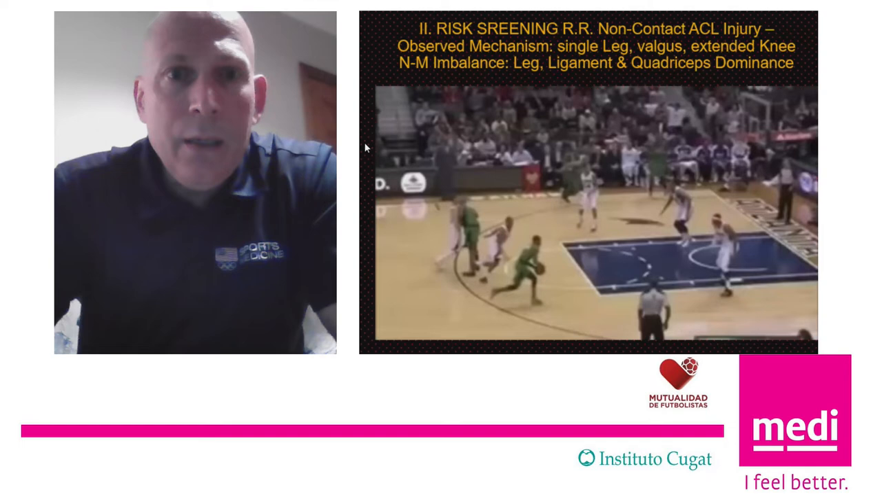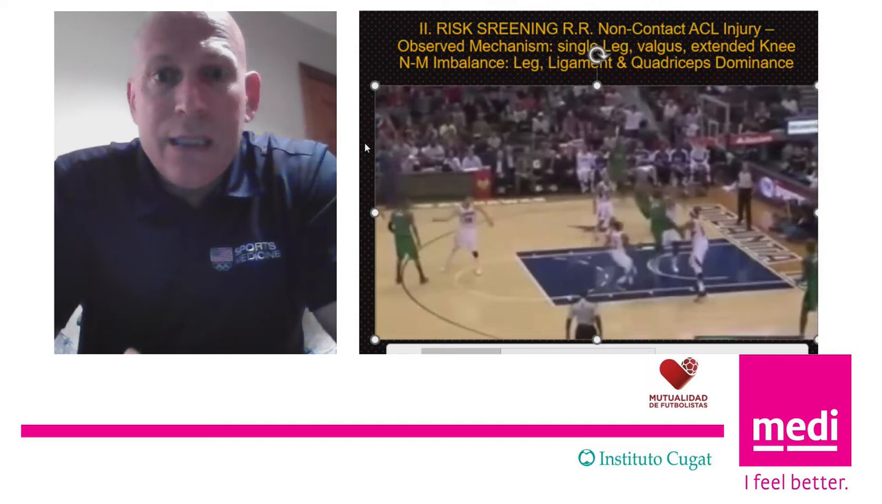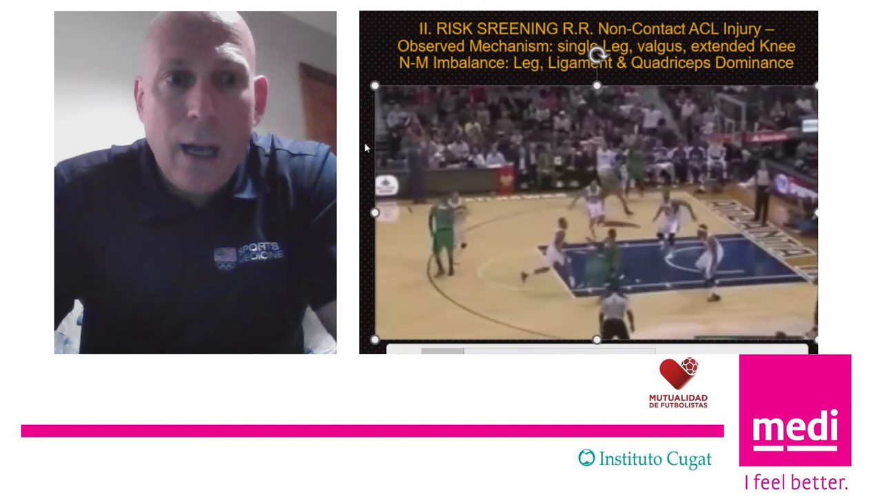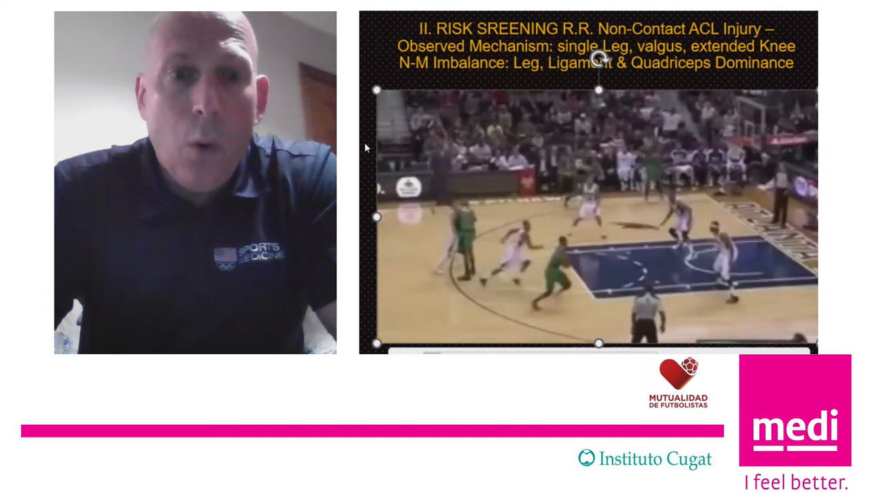So when we look at athletes actually tearing their ACL, this is Rajon Rondo rupturing his ACL, this single leg valgus extended knee. So it's leg, ligament, and quadriceps dominance. I'm going to talk more about those in a minute. And we've focused more of our work on the female athlete.